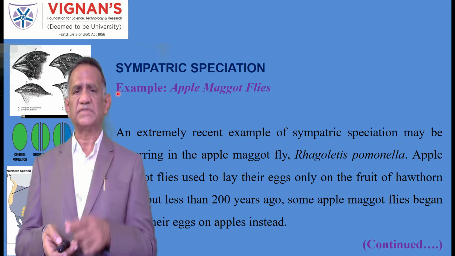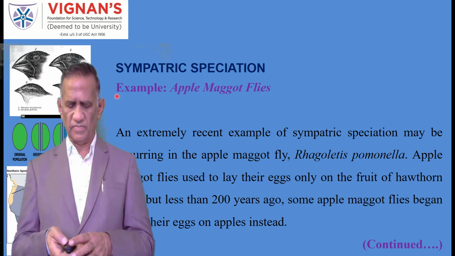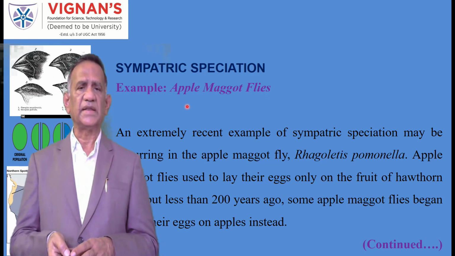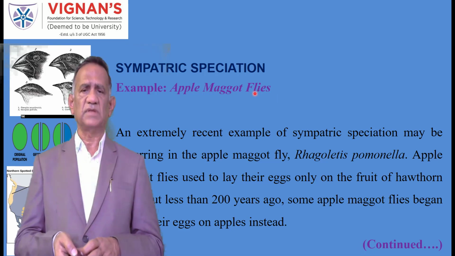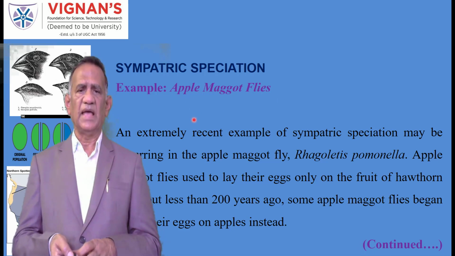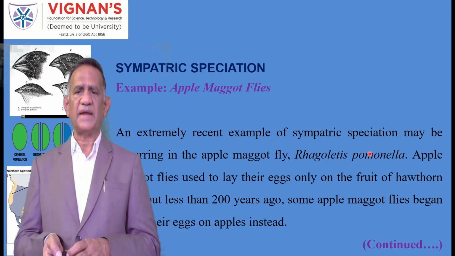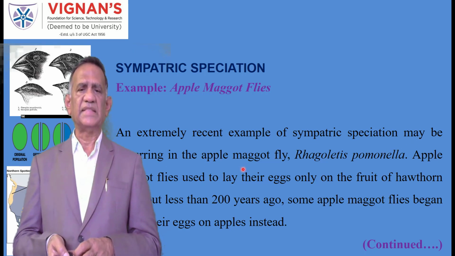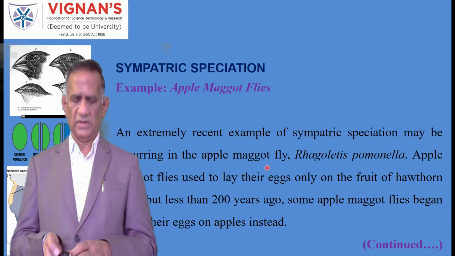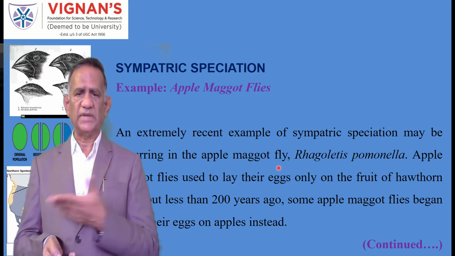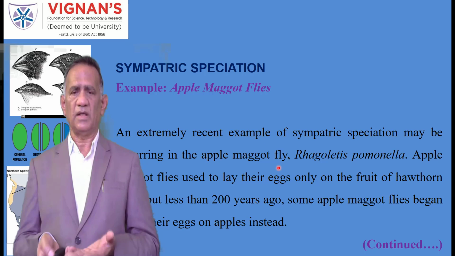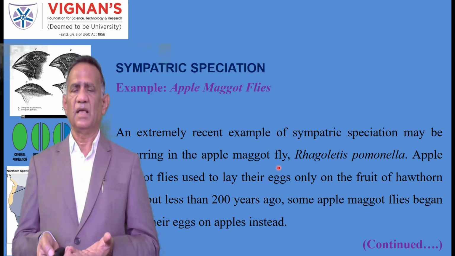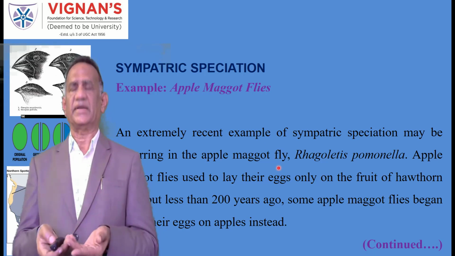Let us see one simple example of sympatric speciation. An example is given here, that is apple maggot flies. Let us read this, and I'll explain. An extremely recent example of sympatric speciation may be occurring in the apple maggot fly. The flies that we have around us every day in the house, the house fly. The house fly larva is called maggot.